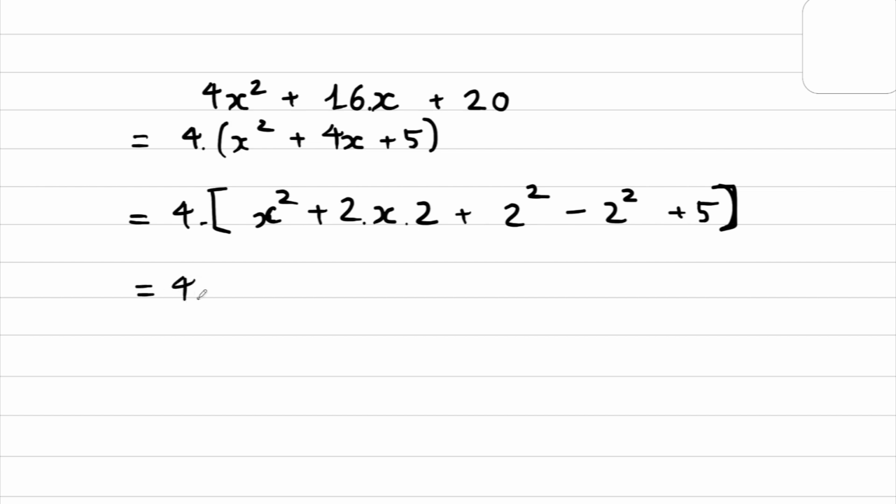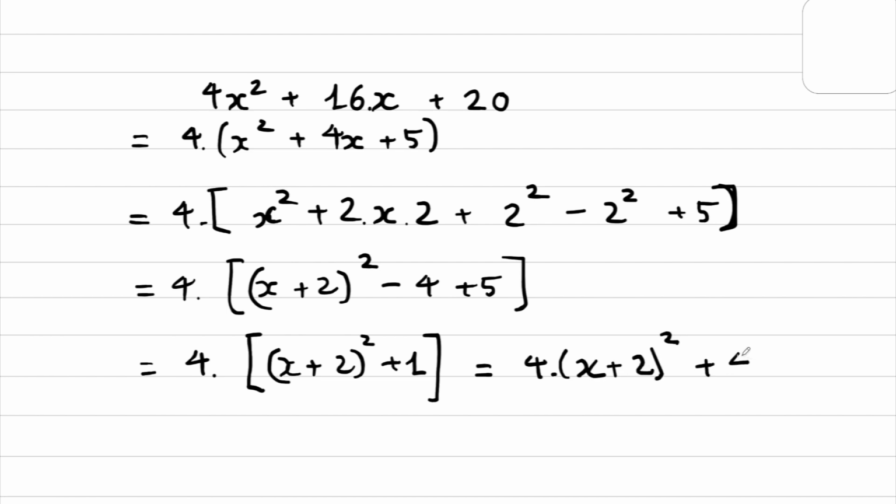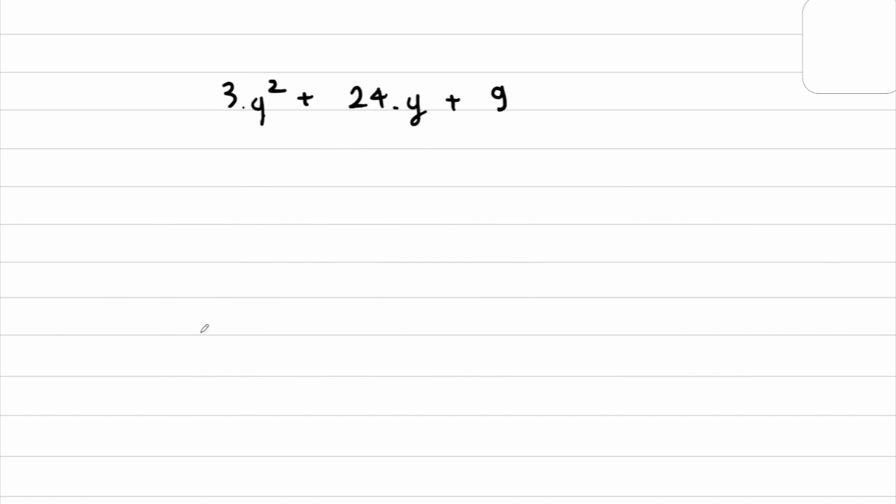And the first three terms will set up the perfect square here. Outside the bracket you've got minus 4 and plus 5, all of these inside the square bracket. You've got here 4 times x plus 2 squared, minus 4 plus 5 equal to plus 1 inside the bracket, and you still have 4 outside the square bracket. Expand it. You've got 4 times x plus 2 squared, and then plus 1 times 4, plus 4, because 4 times 1 equals 4. Go on for this question.